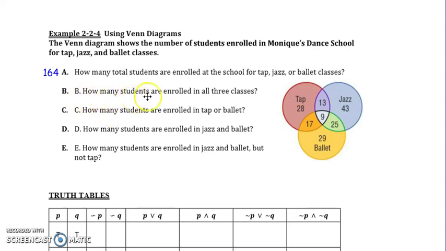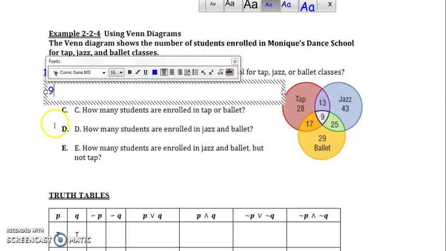So in this next one, how many students are enrolled in all 3 classes? That's that question right here. In the middle, those are the ones enrolled in tap, jazz, and ballet at the same time. So that's that middle number 9.